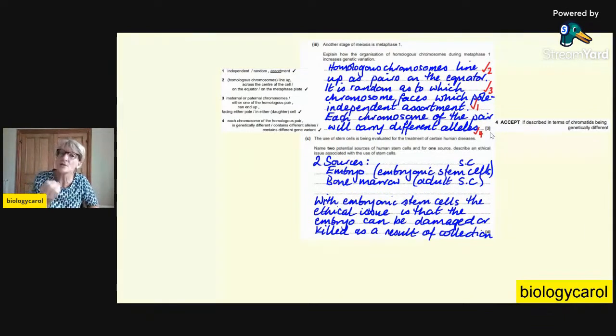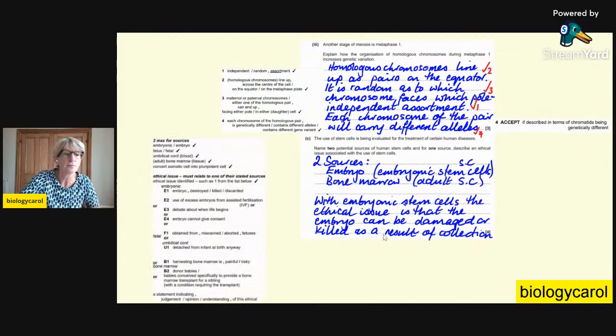Sources: embryo. Notice that the source is the embryo that gives rise to embryonic stem cells. And the other source is the bone marrow, and that would produce a form of adult stem cells. And here is my ethical issue. The producing or harvesting of embryonic stem cells might either damage or possibly kill the embryo. So you got a maximum of 2.